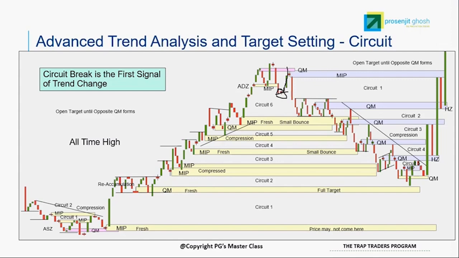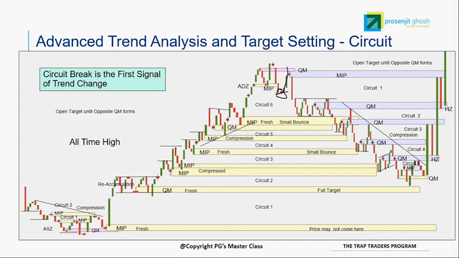Is there a circuit 7 as well between the authentic demand zone or MIP? That is the highest QM. No, there is no circuit, Jayaprasad, because that's the all-time high. Price has not created another MIP. I have marked circuit number 6. So another circuit will only get created if price moves up and breaks this high. Once the all-time high breaks, then only another circuit will be created.